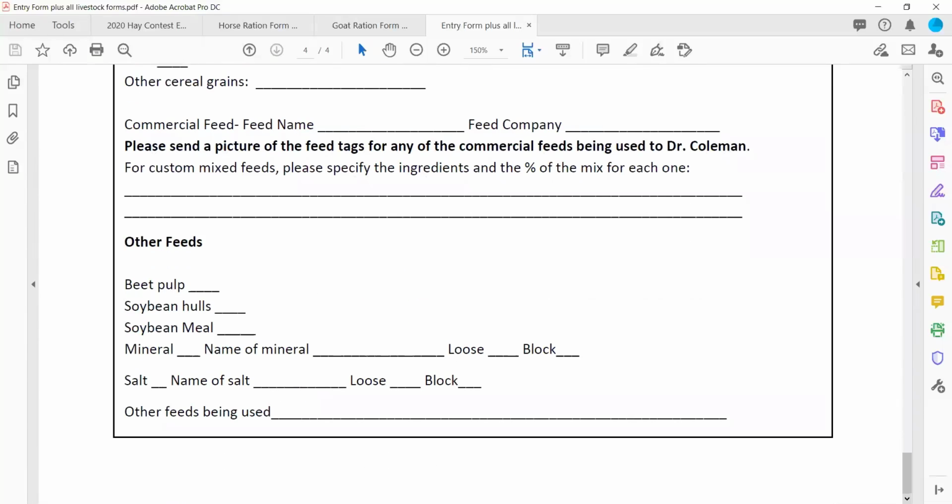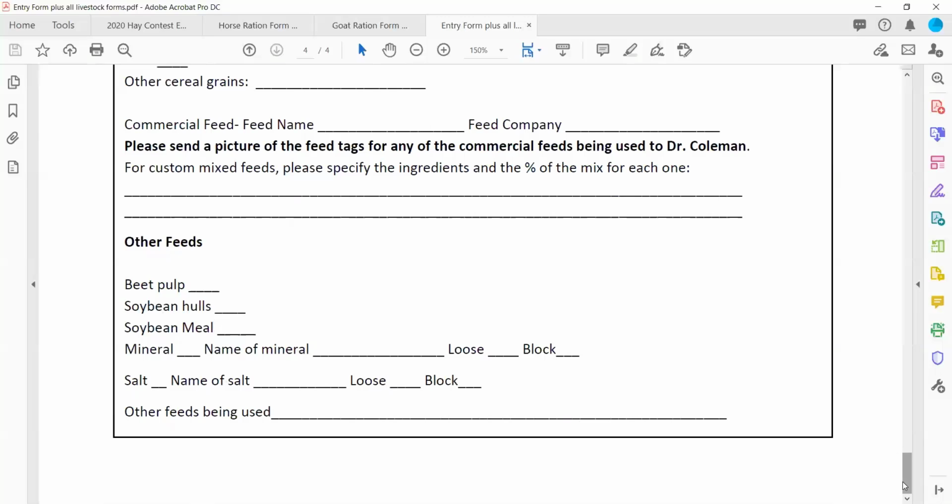Dr. Coleman has given you the option of telling him you may be feeding some other feeds as well, beet pulp, soybean hull, soybean meal, and so on. So you can see that we've got a lot of ways to describe what it is that the producer wants to be feeding in addition to the hay that you're testing.